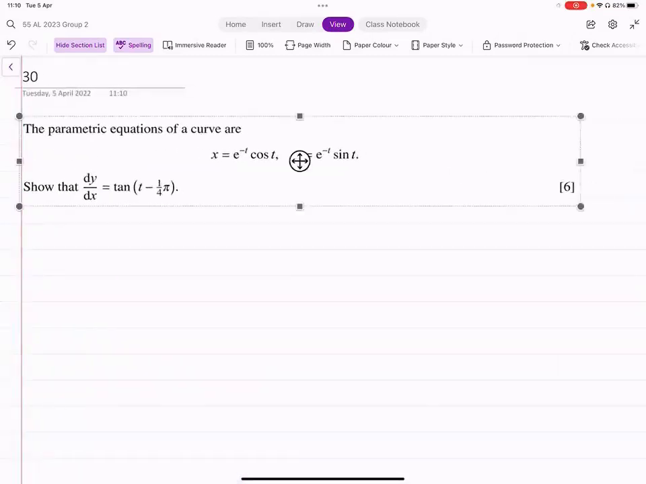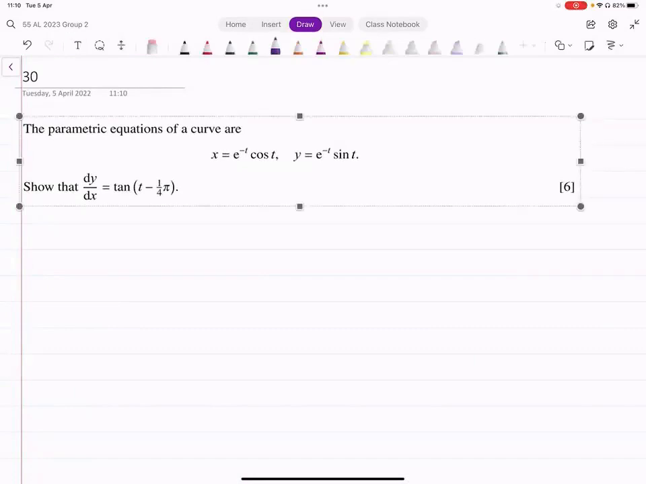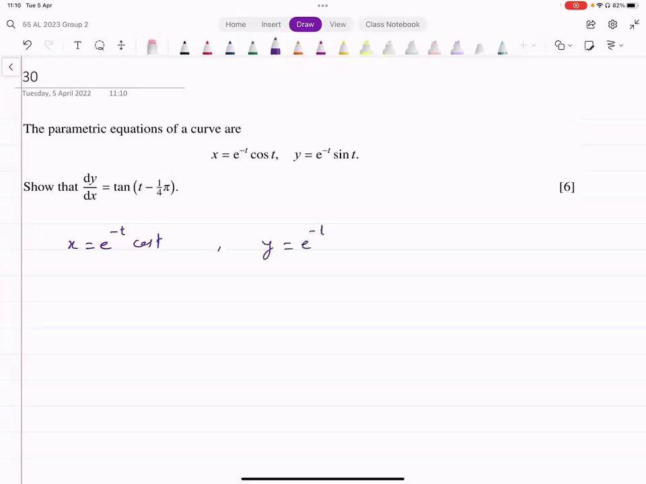Okay, so we've got parametric equations of a curve. Parametric equations, दो अलग-अलग equations हैं. They're defined in terms of a third variable, which is t. We have to show that dy over dx equals this thing. So we have x equals e raised to power minus t into cos t, and we have y equals e raised to power minus t sin t. The two equations आपके पास हैं.